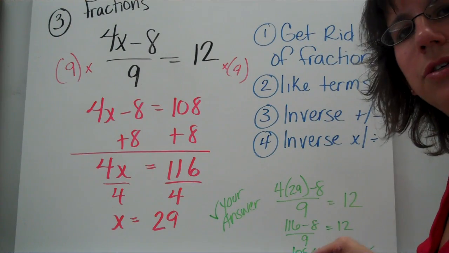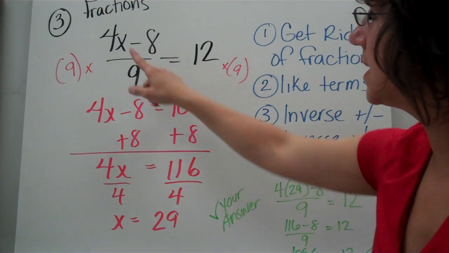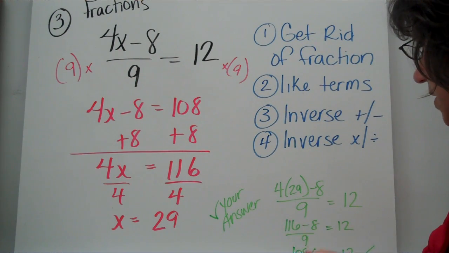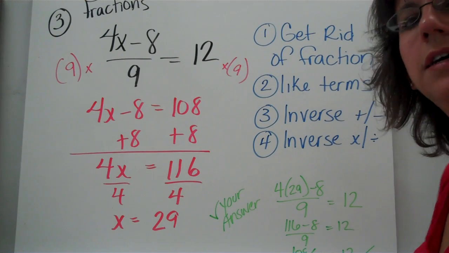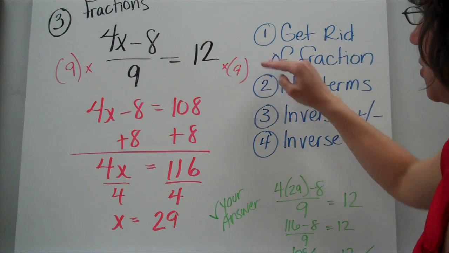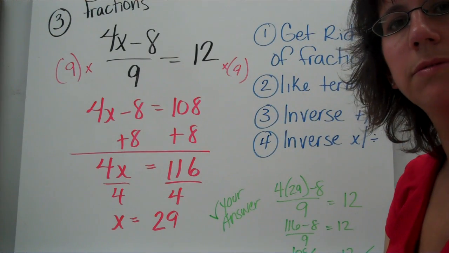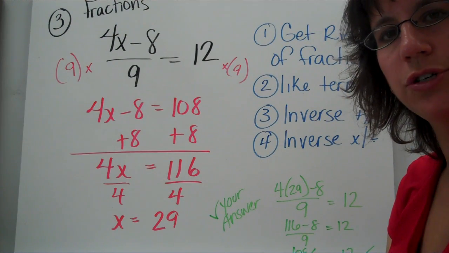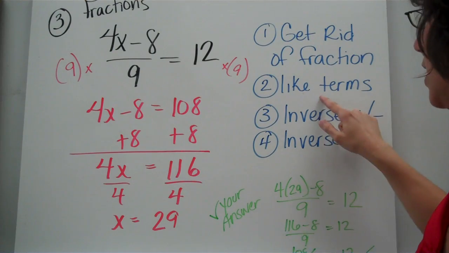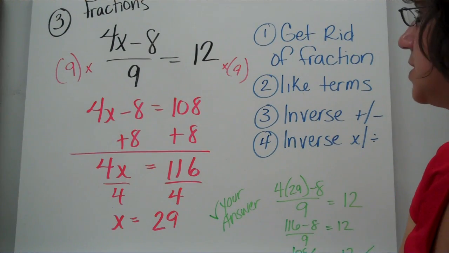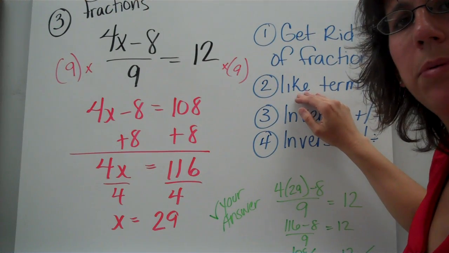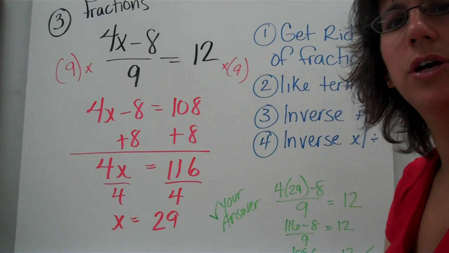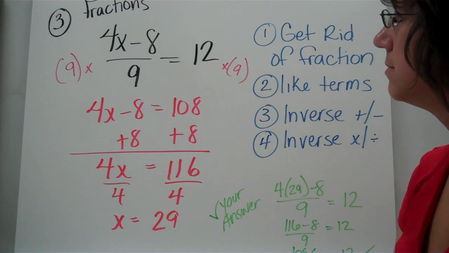Here I've checked my answer so I can see if it really works. Take out the x and put in the 29. 4 times 29 minus 8, and then divide by 9. It does equal 12. So here are the steps. Make sure you write them down. Make sure you get rid of those fractions first, and then go through and solve with like terms, inverse, and inverse again. Notice in this particular problem, there were no like terms. Sometimes you won't have any, but I don't want you to forget where it goes in the order of things.